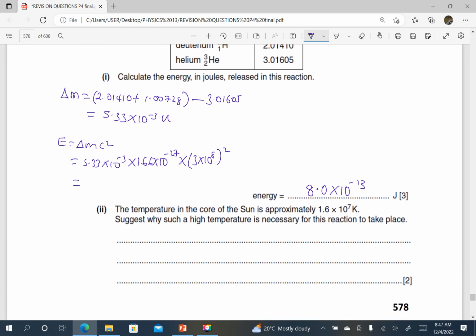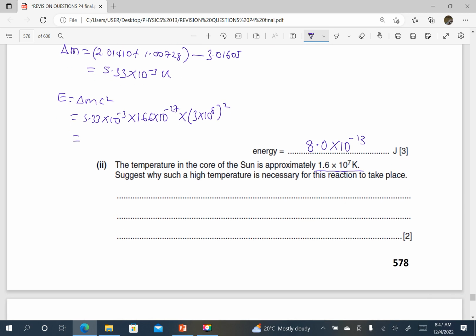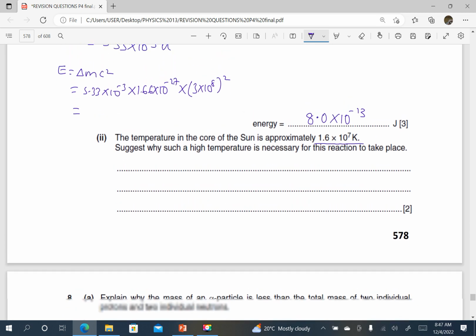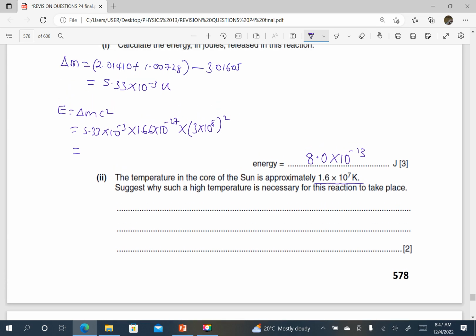The temperature in the core of the sun is approximately 1.6 times 10 power 7 Kelvin. That's way high. Suggest why such a high temperature is necessary for this reaction to take place. Of course, we know that deuterium and hydrogen are both positively charged nuclei, so for them to come together, they should be overcoming the force of repulsion. Therefore, high temperature means high kinetic energy. The kinetic energy of the proton and deuterium must be very large so that the nuclei overcome the electrostatic repulsion between them.